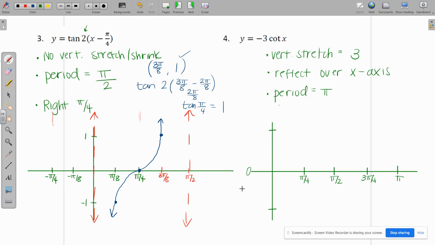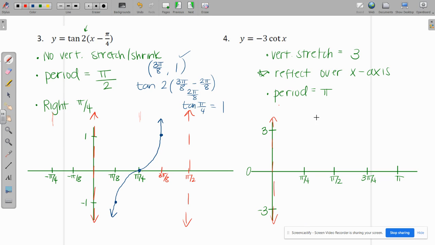This is the midline at 0 because there wasn't a vertical shift, but it was a vertical stretch. So I'm going to label this 3 and negative 3. And then remember, it's a reflection, so when I come back in to label these or put the points in, I need to keep that in mind.